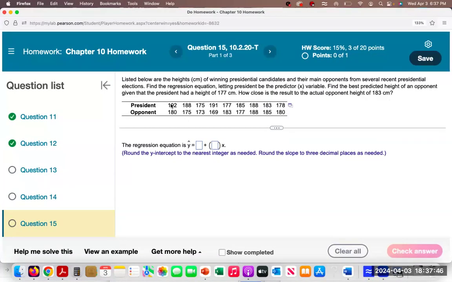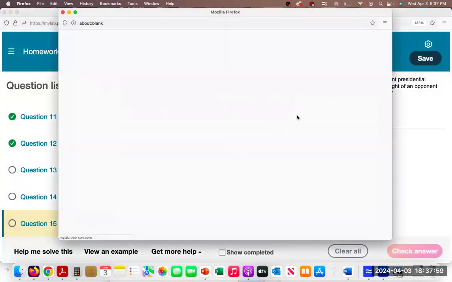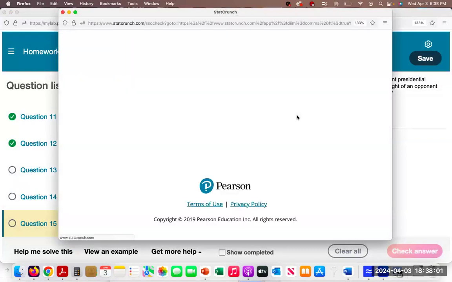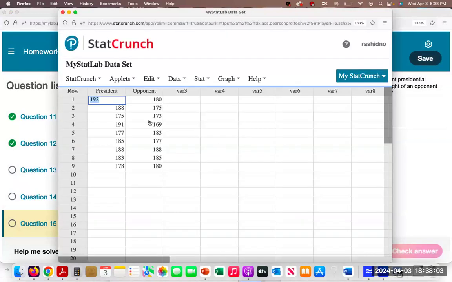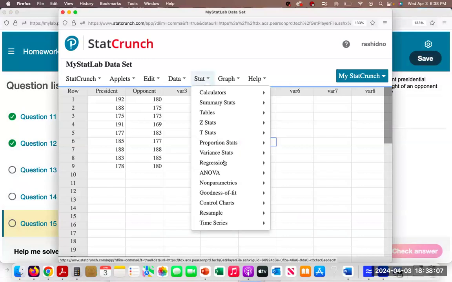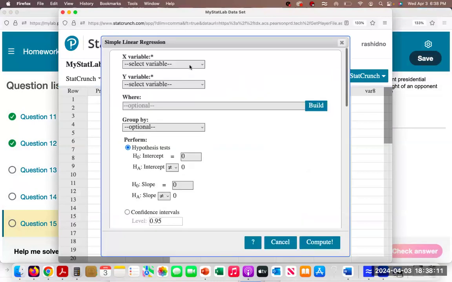So we have the president's height, which would be our X variable, and we have the opponent's height, which would be our Y variable. And we're asked to find the equation of the regression line. So let's go ahead and use StatCrunch. So we have the president and we have the opponent. We're going to go to Stat, Regression, Simple, Linear. The X variable is the president, the Y variable is the opponent.